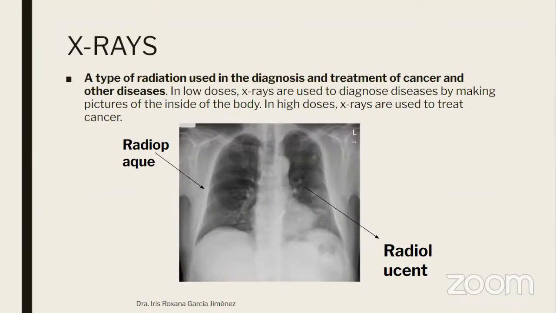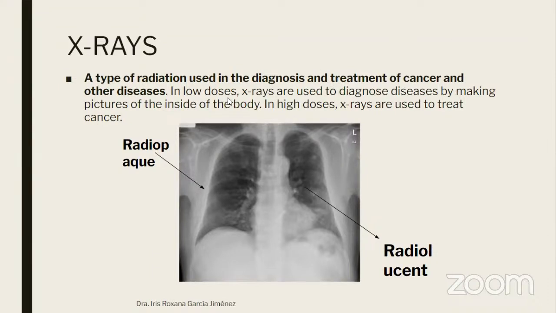Talking about X-rays, well, we all know, we all had the chance to watch X-rays, the common one, chest X-rays. For example, this one that is in the picture. As a definition, X-rays are a type of radiation used in the diagnosis and treatment of cancer and other diseases. As a general, very general idea, we can tell that.